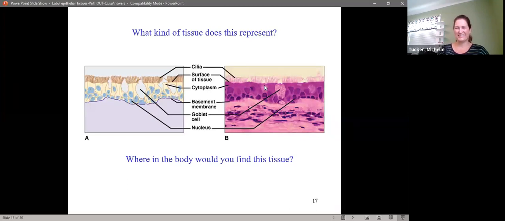Okay, so, and it's found, sorry, where is this found? In the trachea, yep. Sometimes you'll see trachea, sometimes you'll see upper respiratory tract. I do believe that trachea is listed on both the quiz and the lab exam for this one.